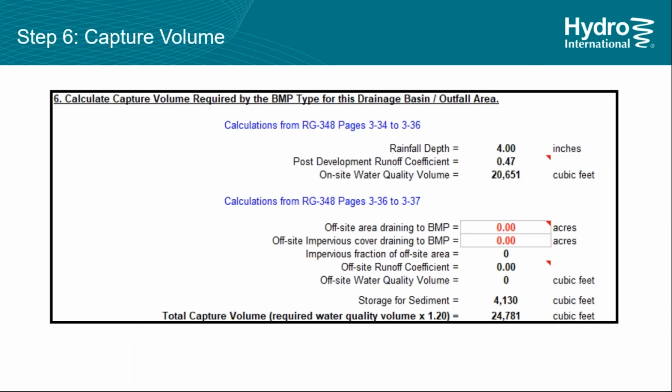Step 6 is where we address the capture volume. The rainfall depth, post-development runoff coefficient, and on-site water quality volume are all calculated values by the spreadsheet. So that work is done for you. But as I mentioned before, some of the total capture volume is held within the Up-Flo filter chamber. And you can call or ask me for exact volumes based on chamber size, but the logic is incorporated into this tool as well. So you can see the total capture volume on site is 24,781 cubic feet.